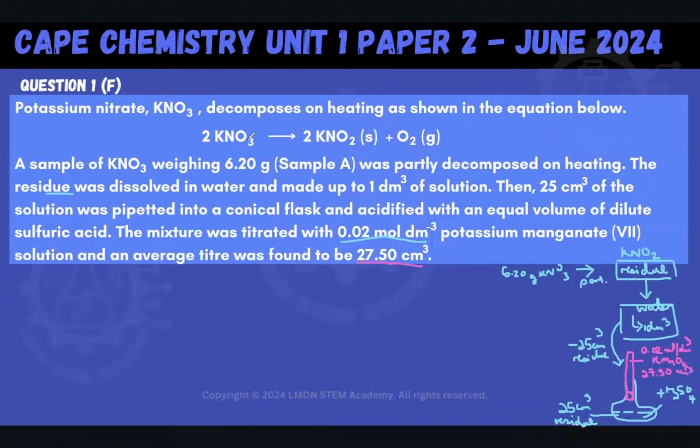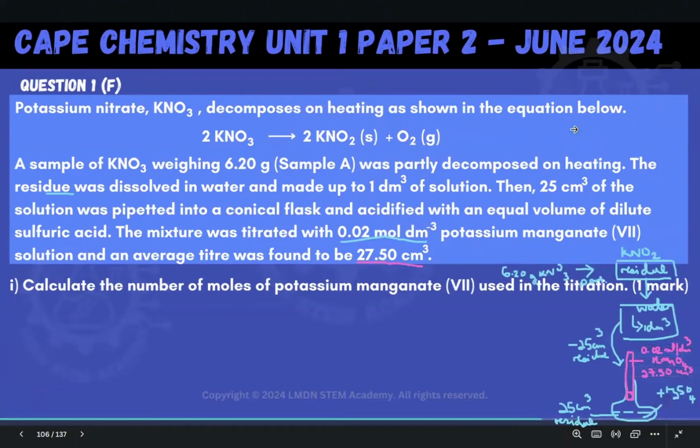So this is a nice distilled version of what's going on. We take our KNO3, it's partially decomposed, so we get this residue of KNO2. We're going to put that in water to make a residue solution. We're going to take out 25 cm cube of that, put it in a conical flask, add some acid to acidify the solution, and then run a titration on that. That's our titrated volume. This much KMnO4, this concentration and that volume is what was used in the end. So this is a nice little picture to have in our minds as we proceed throughout this question. So let's go ahead with the question now.